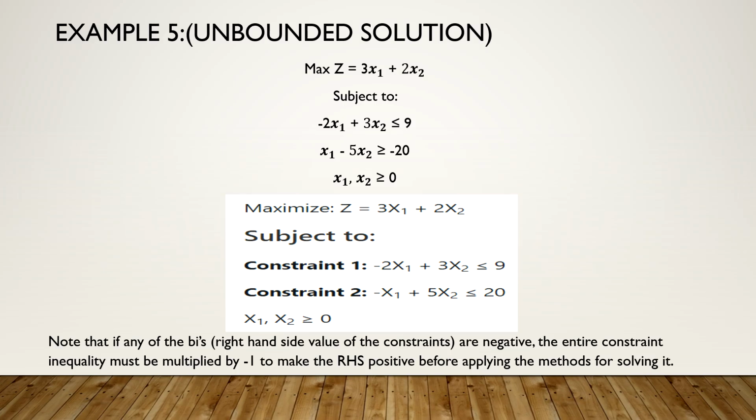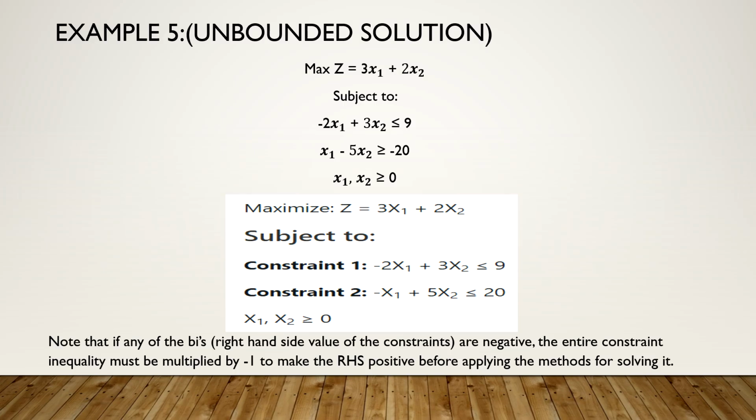the inequality. So the given problem is the same as I have written it in another form, in which the second constraint is written as minus x1 plus 5x2 less than or equal to 20. Correct? It doesn't matter, it is the same thing, but to make it in the standard form.